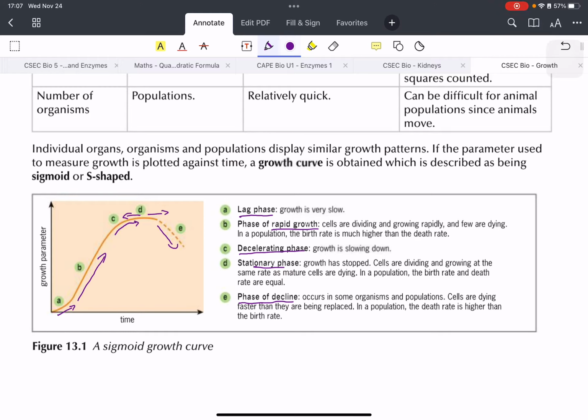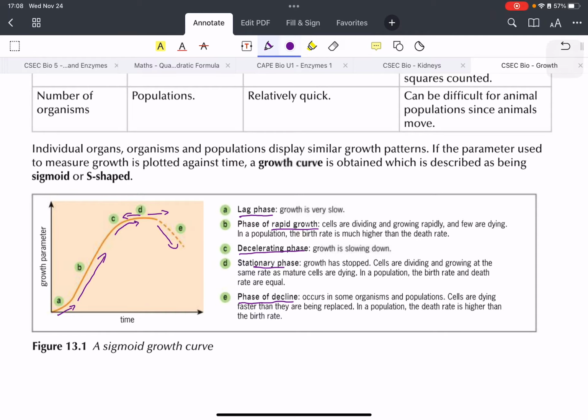So their population curve starts to decrease. Now, this last phase would not occur in every population, okay? So in ecosystems, the population curve might stop at D, and it's no growth, which means that organisms are dying and organisms are being born at the same rate.